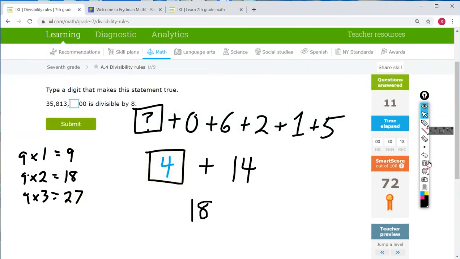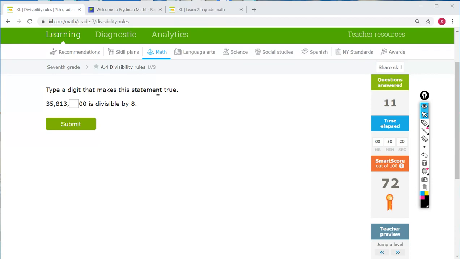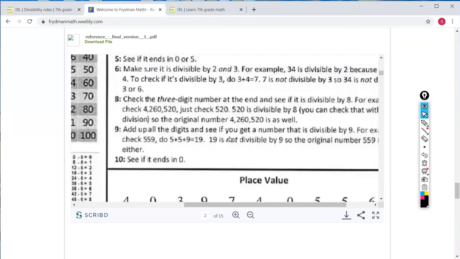Okay, type a digit that makes this statement true. This whole number over here is divisible by 8. So what number could I put in here so that when I divide this number by 8, I'll get a whole number answer? Well, let's remember the rule to see if a number is divisible by 8. All we have to do is check the 3-digit number at the end and see if it is divisible by 8.